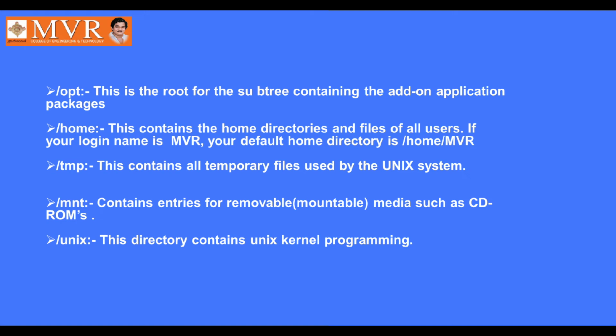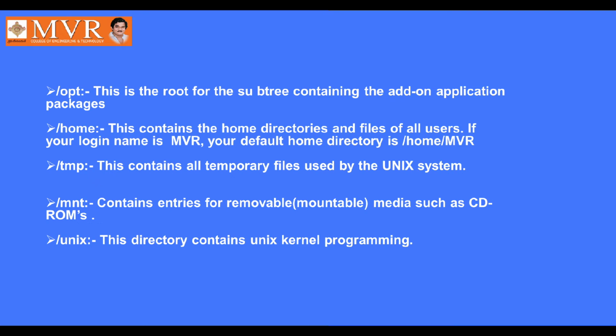Then we come to the next directory, which is the opt directory. This is the root for the subtree containing the add-on application packages. Whenever you buy a system, you will not get, for example, Adobe Reader. Adobe Reader is a package used to read the PDF format, so this is an add-on package. Whenever the Unix system uses add-on packages, the information about those packages will be stored in this opt directory. So when you check the opt directory, you will find the add-on packages used by the current system.